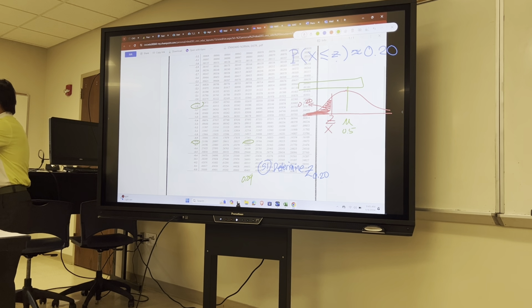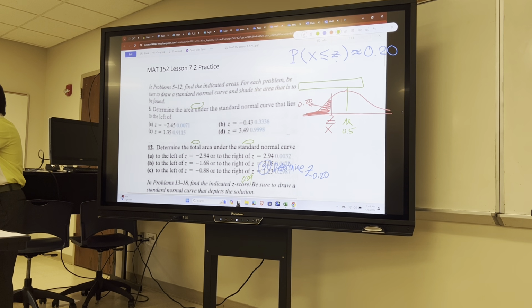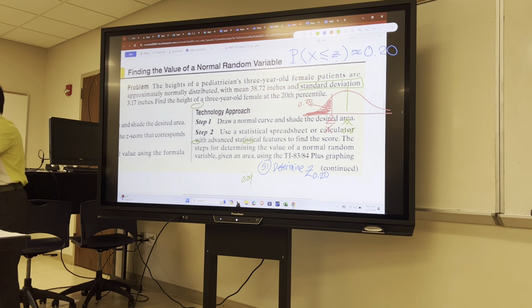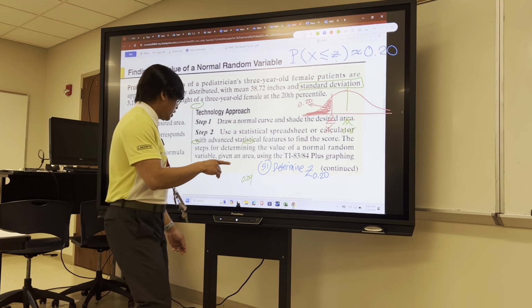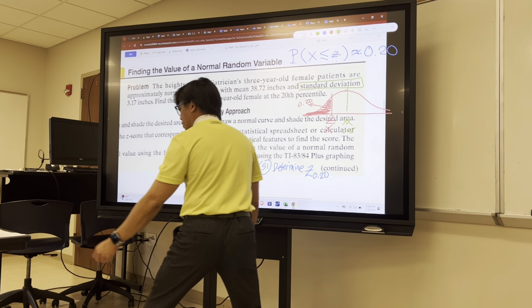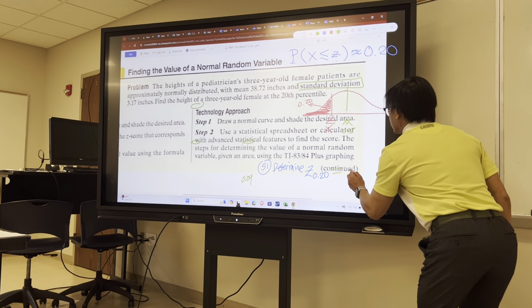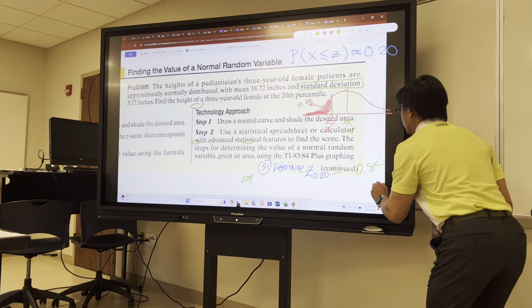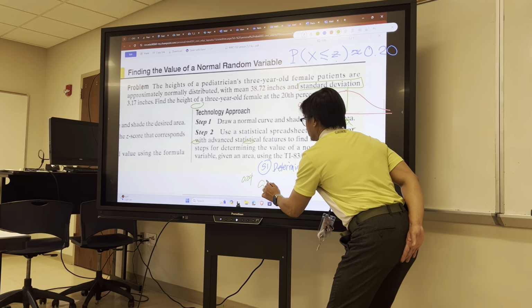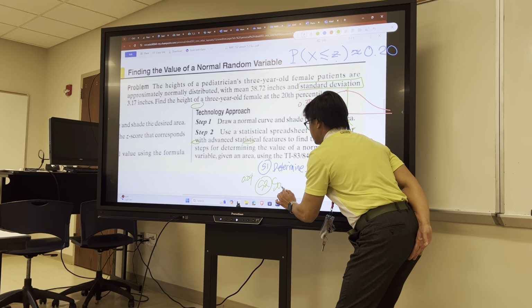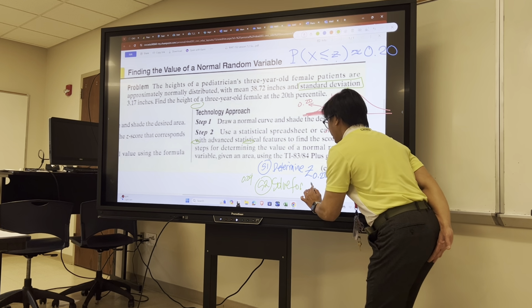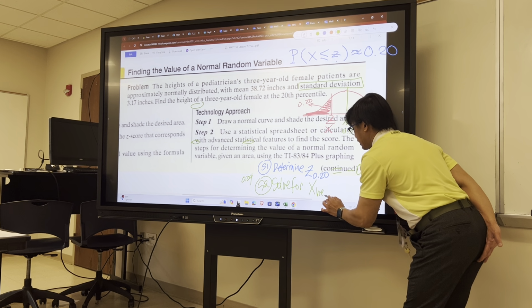So let's verify that one. Going back to the problem. So z at 0.2 is, how much is it again? Negative 0.84, right? Negative 0.84. Now, step number 2. Solve for x, the random variable x. Again, the x in here is the height.